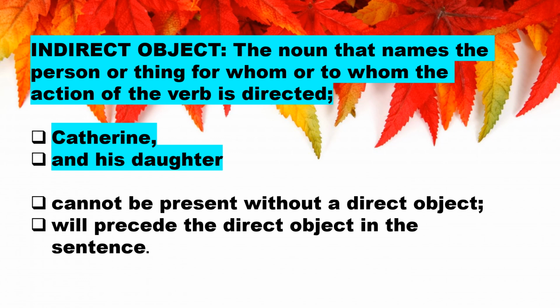The noun that names the person or thing for whom or to whom the action of the verb is directed is called the indirect object. And in these two examples, we observe two words very clearly, Catherine and his daughter. These two words are the examples for indirect object. And observe that without the presence of a direct object, there is no indirect object. And an indirect object always precedes or comes before the direct object in any sentence.